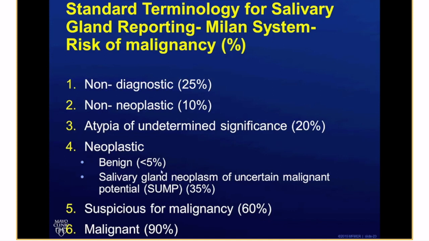And under the salivary gland neoplasm of uncertain malignant potential, we have lesions that we are sure are neoplastic, but we can't tell exactly what they are. For example, basaloid lesions or oncocytic lesions that we are not sure to which group they belong.